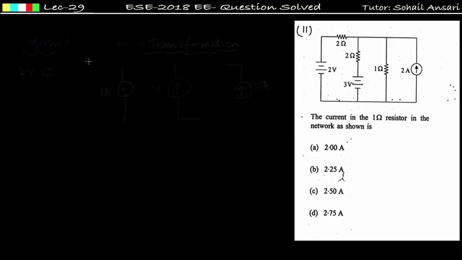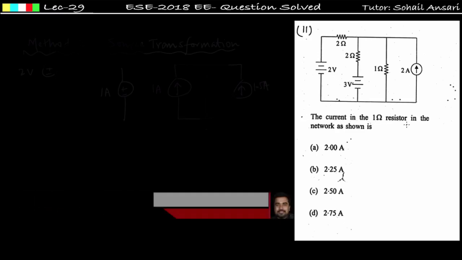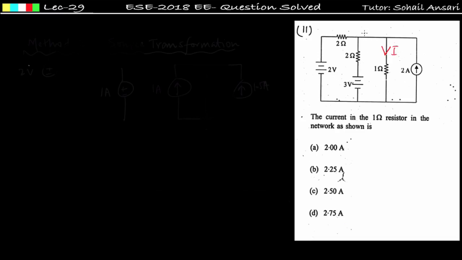See this problem. This has been asked in ESE 2018. The current in the 1 ohm resistor in the network shown is, we have to find the current in the 1 ohm resistor. This is the 1 ohm resistor. Now, in order to find the current in the 1 ohm resistor, what can we do?